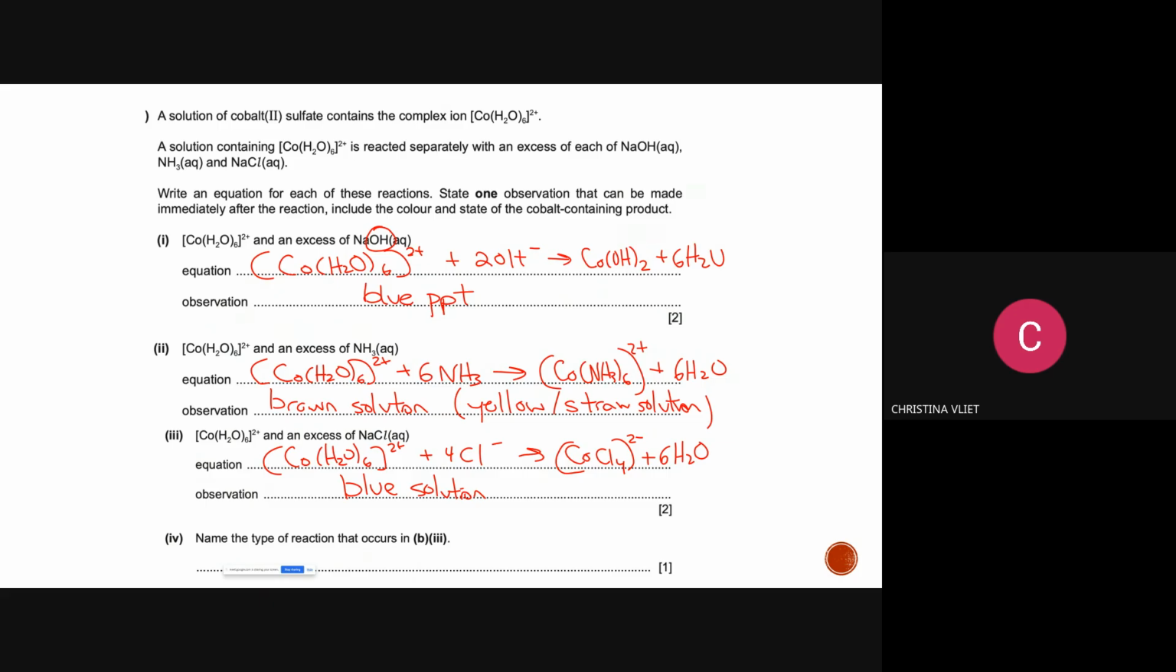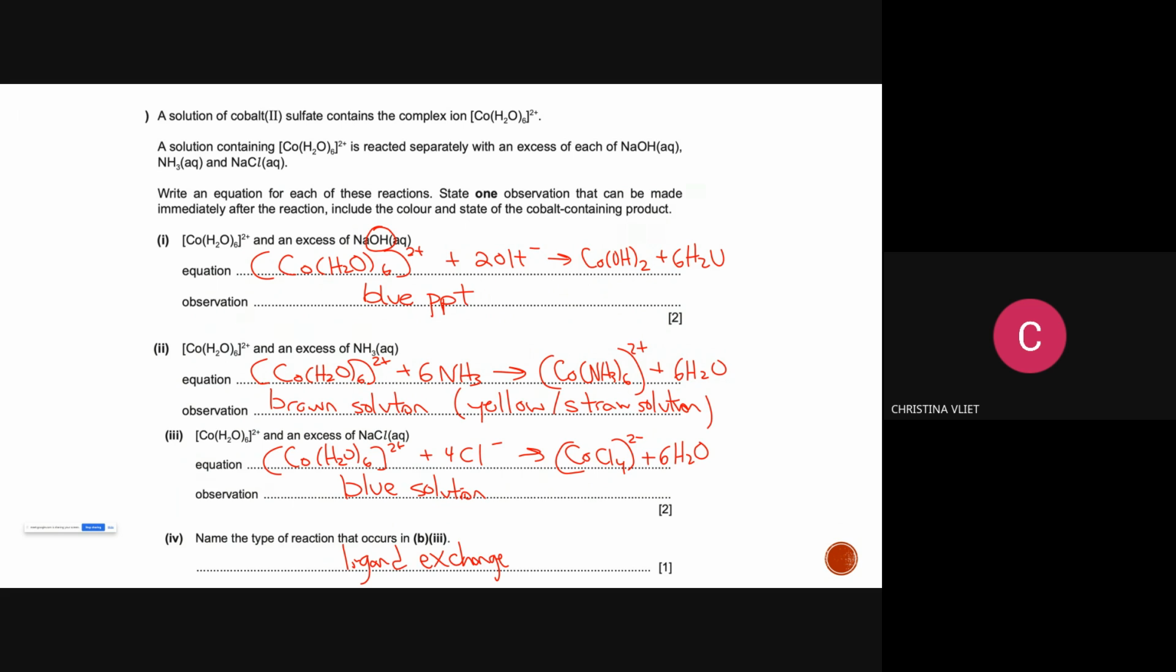And like I told you, I read it in the textbook, but we weren't able to do it last year. But it's not in the mark scheme either. So, and then name the type of reaction that occurs in this last part. What is this type of reaction? Ligand substitution or ligand exchange. You don't have to say substitution, you can also say exchange. It's up to you.